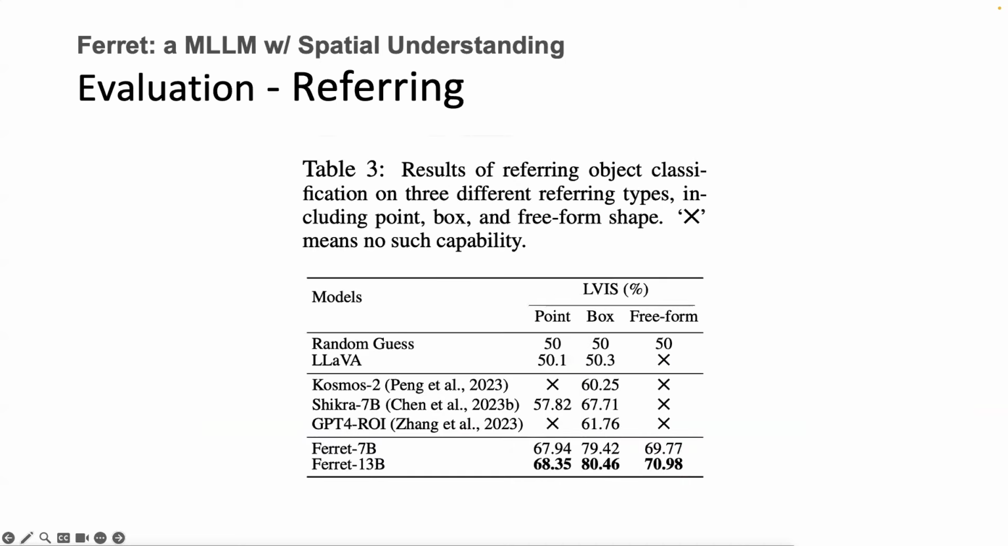We use LVIS because LVIS has such a large open vocabulary. The random guess for point, box, and freeform is a binary classification, so that's around 50. You can see, comparing to other models I have mentioned, like GPT-4RoI, Kosmos-2, and Shikra, they are able to take the discrete input, but Ferret at that time outperforms these models.